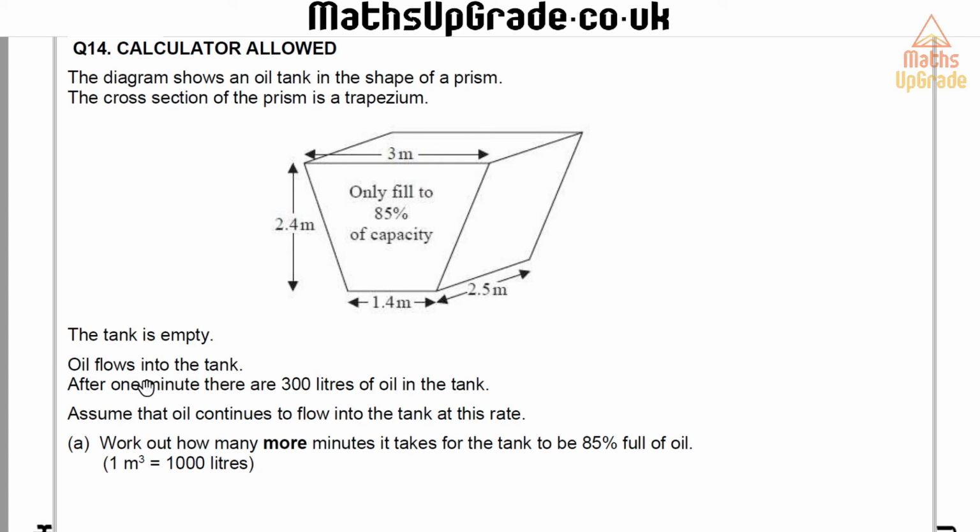Oil flows into the tank. After 1 minute, there's 300 litres of oil in the tank, so that means 300 litres of oil flow in the tank each minute. Assuming that the oil continues to flow in the tank at that rate, we need to work out how many more minutes it takes for the tank to be 85% full of oil. Bear in mind, 1 minute has already elapsed. So we need to essentially find how much oil can fit into here in total. Then we need to find 85% of that. And then we need to find the total amount of time it takes to fill that amount of oil. Remember to take off 1 minute, since 1 minute is already elapsed.